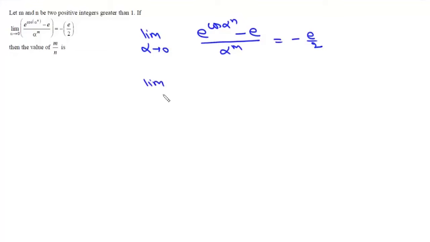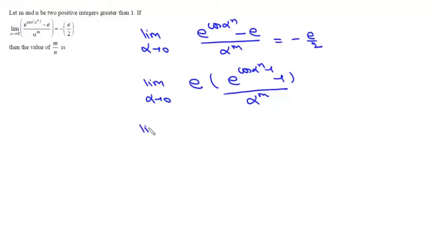Now the question is, let m and n be two positive integers greater than 1, and if this limit alpha tends to 0, e to the power cos alpha to the power n minus e upon alpha to the power m is minus e by 2, then we need to find the value of m by n. Now what we'll do is, we'll take this e common, so we'll write this as limit alpha tends to 0, and it'll be this e, and then e to the power cos alpha to the power n minus 1 upon alpha to the power n.